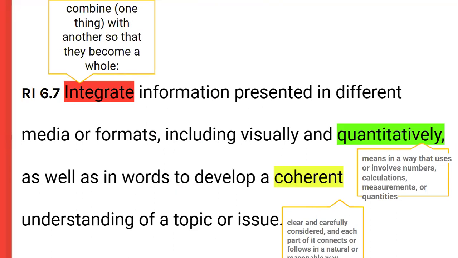So the word integrate means to combine one thing with another so that they become a whole. Quantitatively means in a way that uses or involves numbers, calculations, measurements, or quantities. And the word coherent means clear and carefully considered, and each part of it connects or follows in a natural or reasonable way. So today we're basically looking at how we can combine information in different ways by using visuals.